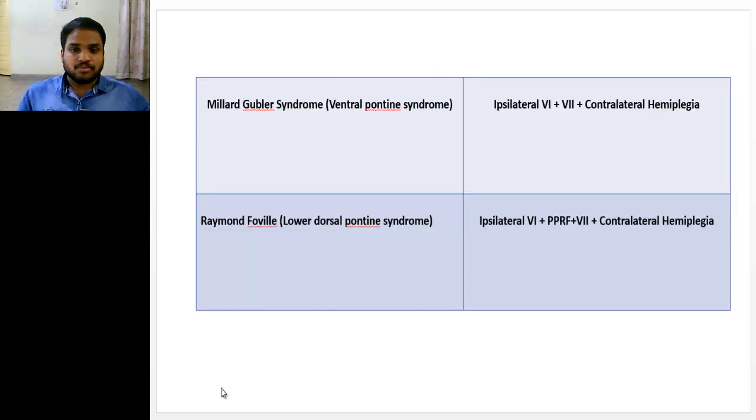Fine. Now these are some of the other pontine syndromes. That is the Millard-Gubler syndrome, when the ipsilateral cranial nerves 6 and 7 are involved with a contralateral hemiplegia, right? And you have the Raymond-Foville syndrome, that is the lower dorsal pontine syndrome, when the ipsilateral 6th nerve, the paramedian pontine reticular formation PPRF is affected, and the 7th cranial nerve is also affected with a contralateral hemiplegia, right? So these are two other pontine syndromes. Fine. So that is about the posterior circulation strokes.